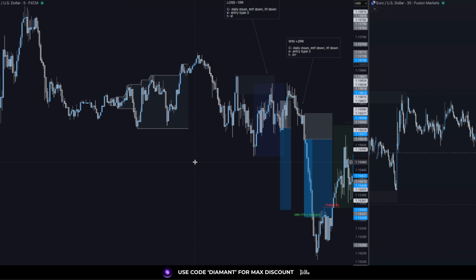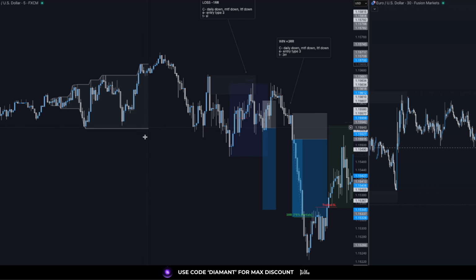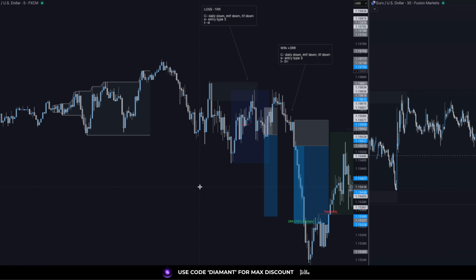Higher time frame, I'm looking for sells. Medium time frame, I'm also looking for sells. Therefore, my lower time frame, what should I be looking for? Only sells. Now, this right here, in terms of the way we execute, comes down to the engulfing candle rule.